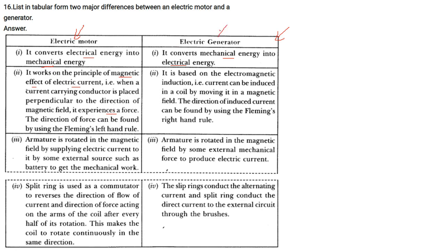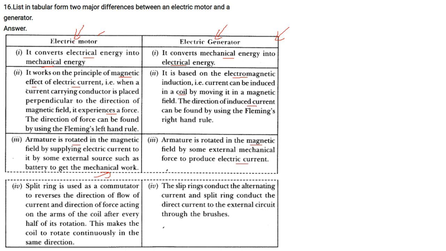While the electric generator is based on electromagnetic induction. The current can be induced in a coil by moving it in a magnetic field. The direction of induced current can be found by using Fleming's right hand rule. Here in the electric motor, the armature is rotated in the magnetic field by supplying electric current to it from some external source such as a battery to get mechanical work. In the electric generator, the armature is rotated in the magnetic field by some external mechanical force to produce electric current.